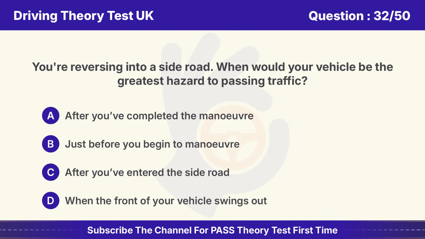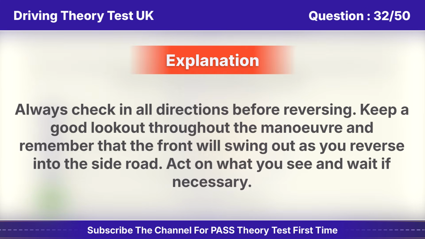Question 32. You're reversing into a side road. When would your vehicle be the greatest hazard to passing traffic? Answer is D. When the front of your vehicle swings out. Always check in all directions before reversing. Keep a good lookout throughout the maneuver and remember that the front will swing out as you reverse into the side road. Act on what you see and wait if necessary.